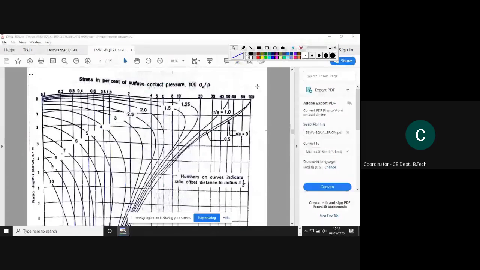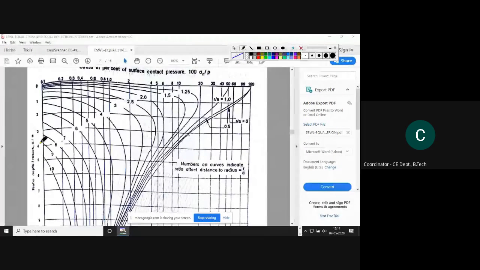See, your Z by A is somewhere here. So Z by A will go like this, okay. Somewhere here at 3 somewhere.